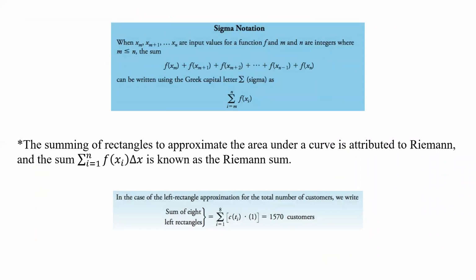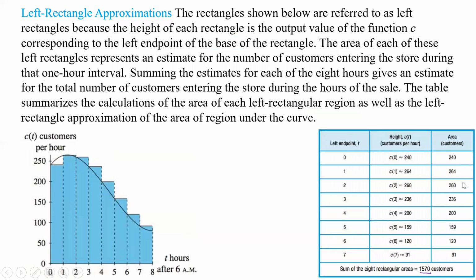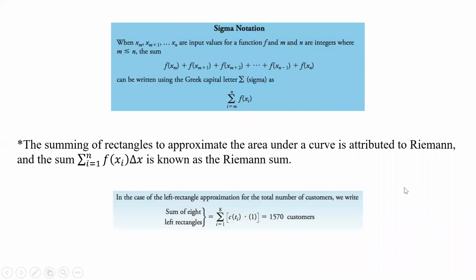What we were doing, we're taking all of those areas, which we represent as the x sub m plus 1, all the way to x sub n. Those are input values for a function f, and m and n are integers where m has to be less than n. And we're just taking the sum of them. So again, we just took all those things together and added them. The 240 plus 264 plus 260 and on and on. And so we're just adding each of those together.